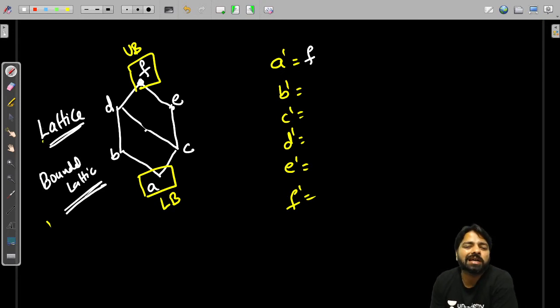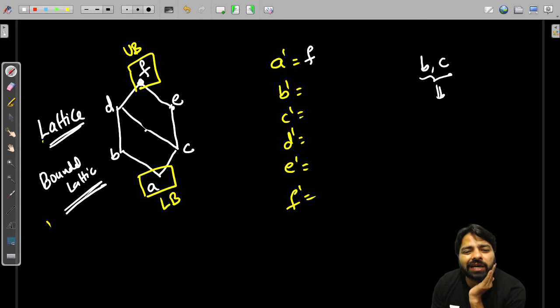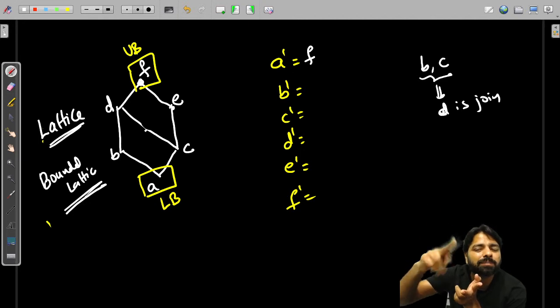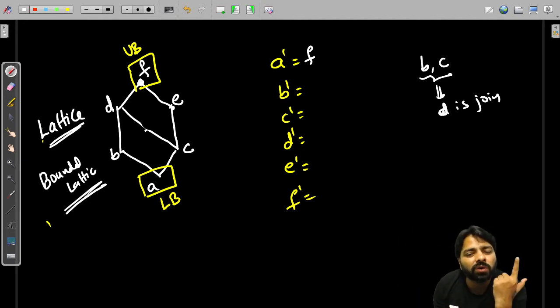But now you need to check complements. A complement is F, that is true, but do you have any B complement? Suppose you assume C, now what do you get? D is the join. D and F both are upper bounds, the least upper bound is D. So we are not going to the upper bound, we are not getting F when we do the B and C join. So C cannot be the complement of B.